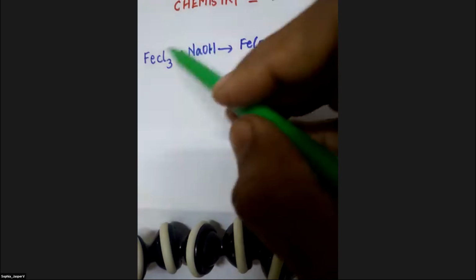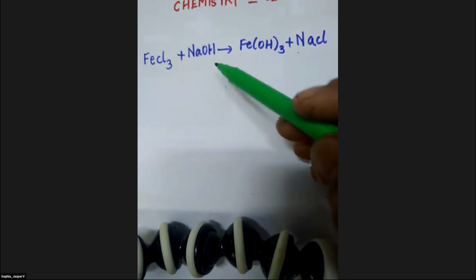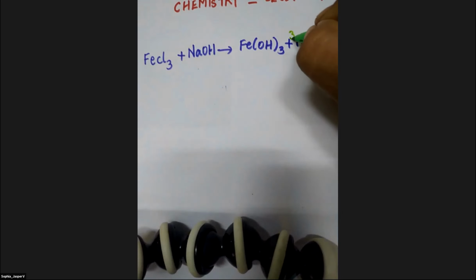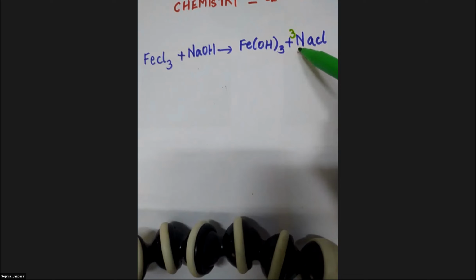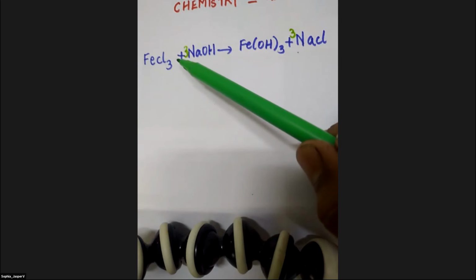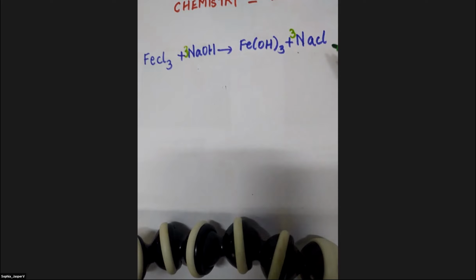If you see iron, you should always check each element. Iron, NaOH. Fe on both sides, only one atom. Cl, three times here, and NaCl. Now Na has also become 3Na, so on the reactant side we are going to also add 3. Now, FeCl3 plus 3NaOH gives Fe(OH)3 plus 3NaCl. Is this a balanced equation? Yes, it is. Very good.